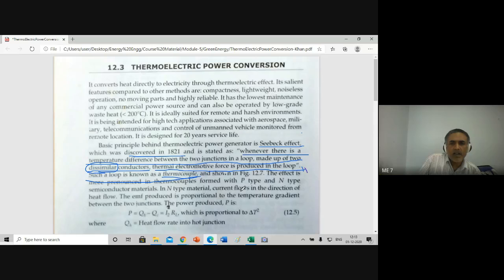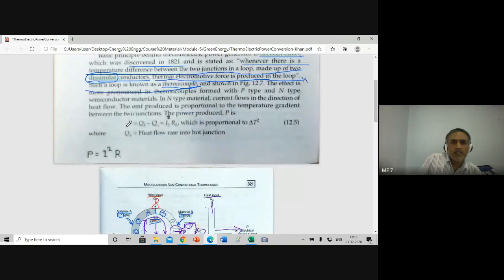Okay. And see, this is the power. Power is equal to the difference in heat transfer: heat transfer at the hot junction minus heat transfer at the cold junction. The difference is the power. Such a beautiful equation it is.